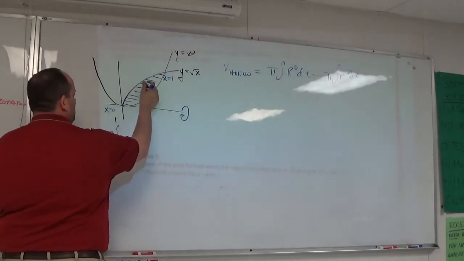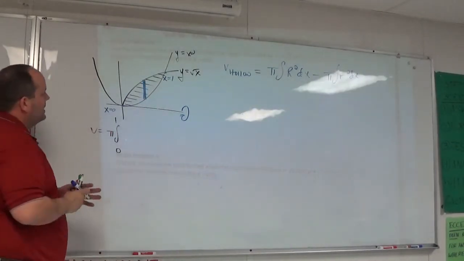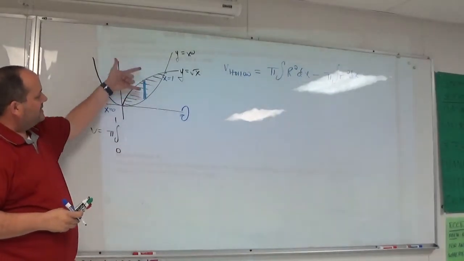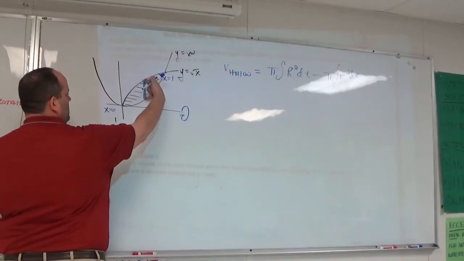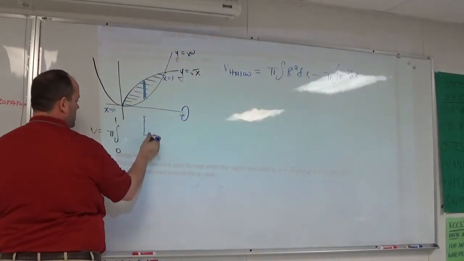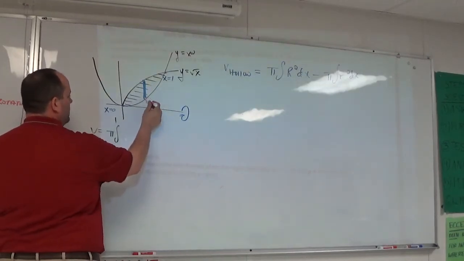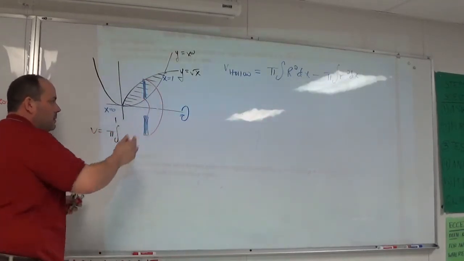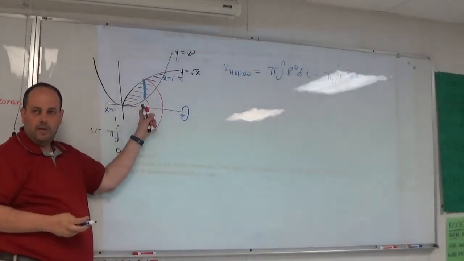Think about that little rectangle. That little rectangle is spinning around the axis of rotation. The way that you can do that is just take this guy and reflect it so that hopefully you can see this a little bit more. Right? It's hollow. We're getting the washer. Everybody's okay with the washer?